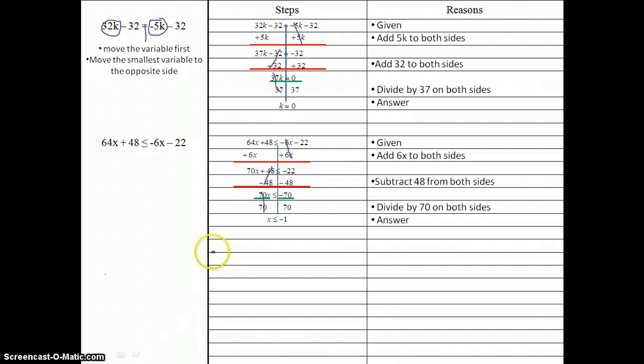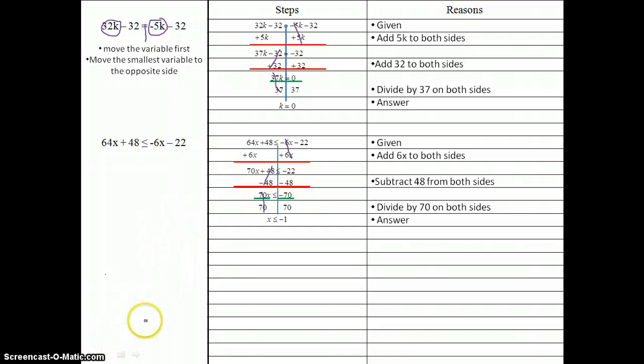Now, in this case, we did not flip our inequality because we did not divide by a negative number. The 70 that we moved across the river was not negative, so we do not switch our inequality sign. You only switch if you're dividing or multiplying by a negative number. Okay. All right, number 3, we will do in class tomorrow.